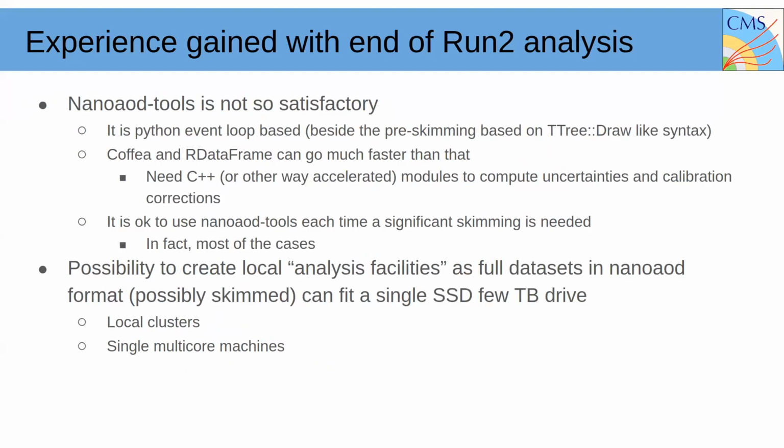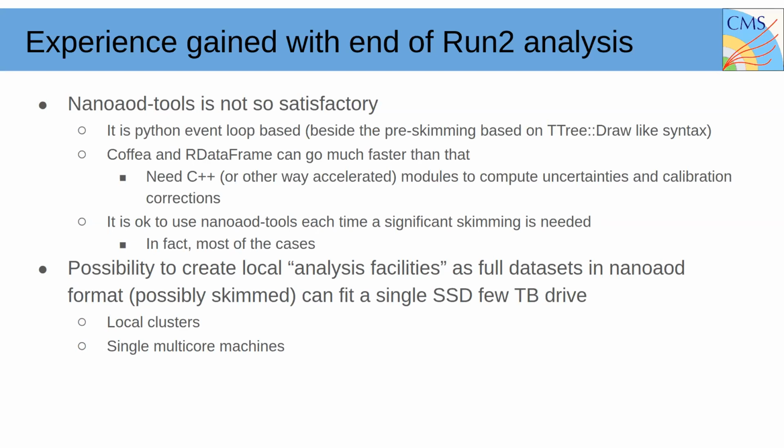Another thing we learned is that the nano AOD tools are not really satisfactory. It has a kind of Python event loop based, so this is slow by design, but it has some pre-skimming, which is made with TTree Draw-like syntax. So if your analysis can select only a few events, it's fast. Otherwise, it is not. And clearly, Coffea, which you will hear about in a second, and other data frames can go much faster than what nano AOD tools does.